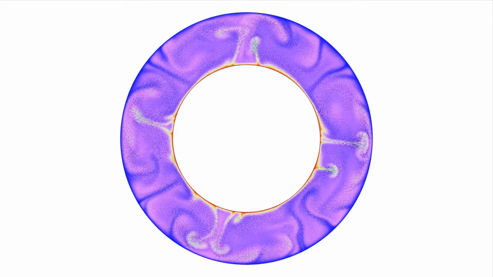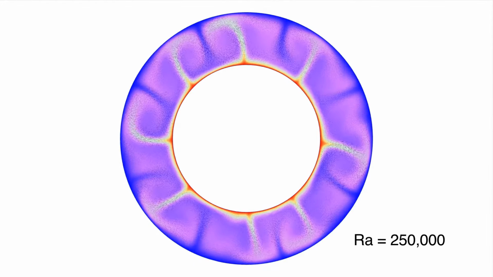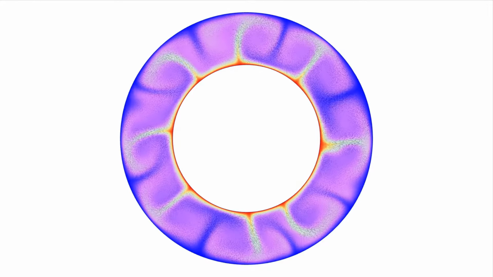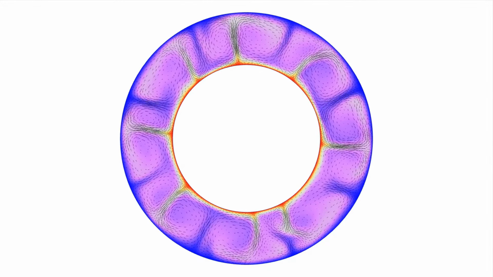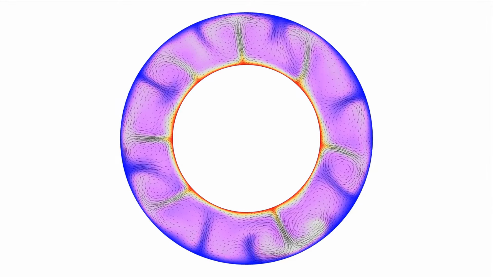The Rayleigh number is quite high in this simulation, but what is shown here is a new simulation at a lower Rayleigh number of 250,000. As can be seen, the flow features are much more diffuse and less complex compared to the previous simulation.